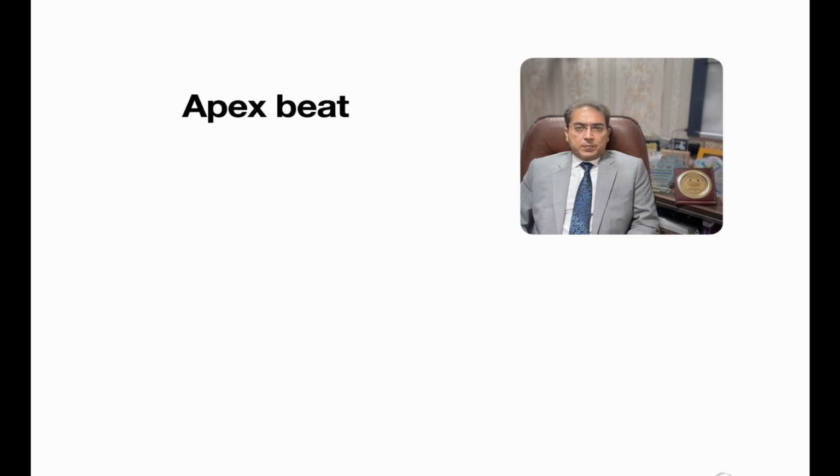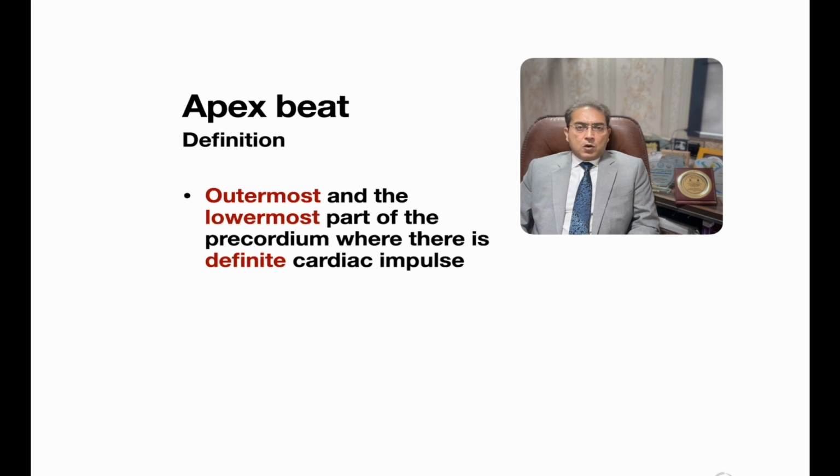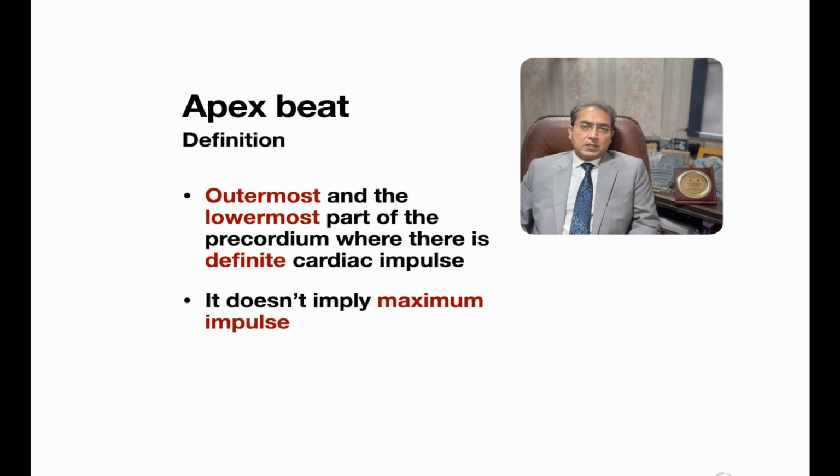Now, what is apex beat? By definition, it's the outermost and the lowermost part of the precordium where there is a definite cardiac impulse. So the more important word is definite. It's not the maximum cardiac impulse. It is the area of the precordium where there is a definite cardiac impulse at the farthest place, that is, the outermost and lowermost part of the precordium. If an impulse is there, you can definitely feel it.